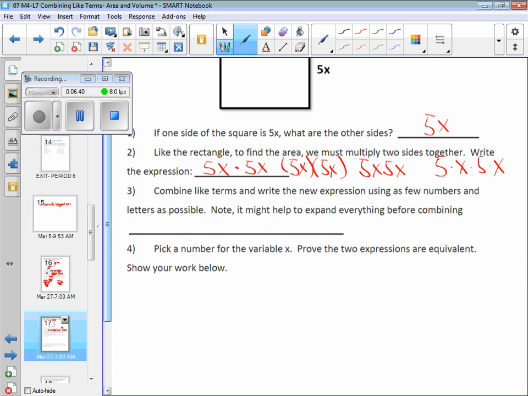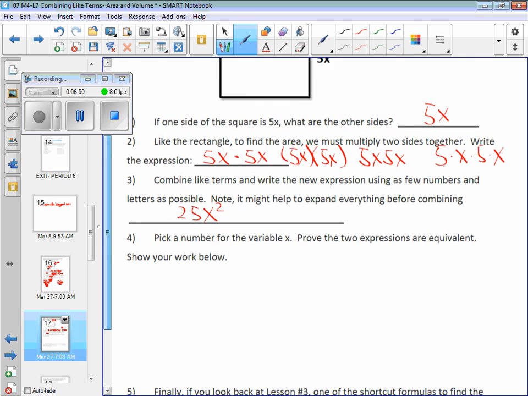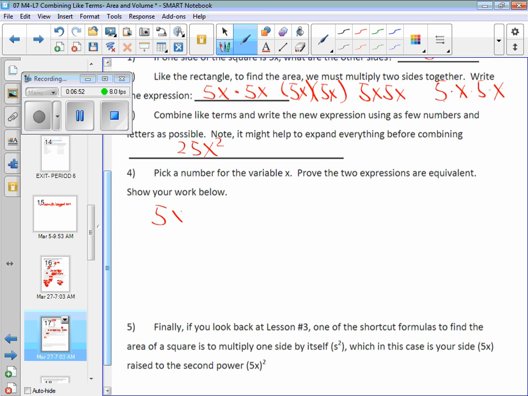Put it in, Dan, please. 25x squared. Now we have to prove that 5x times 5x is an equivalent expression for 25x squared. Put this here. That was the original. Put this here.